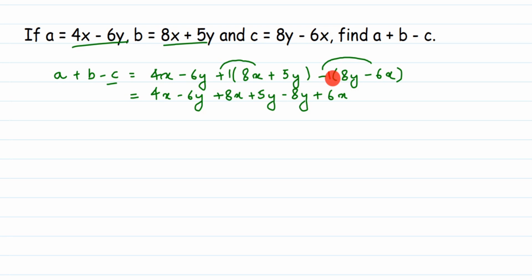So first we have 4x. 4x plus 8x is 12x. Then we have plus 6x. So 12x plus 6x is 18x. Then we have minus 6y plus 5y. So minus 6 plus 5 is minus 1, we get minus 1y. And then we have minus 8y. So minus 1y minus 8y.